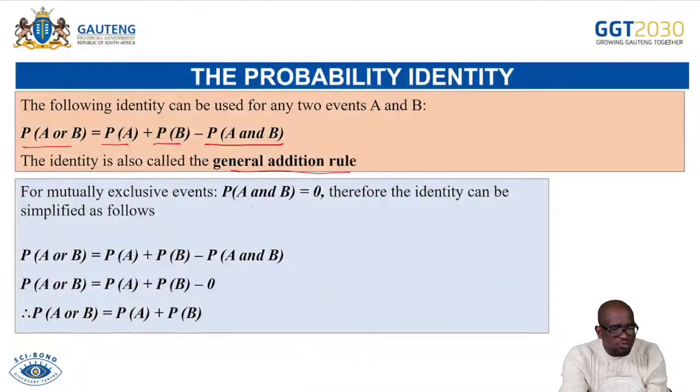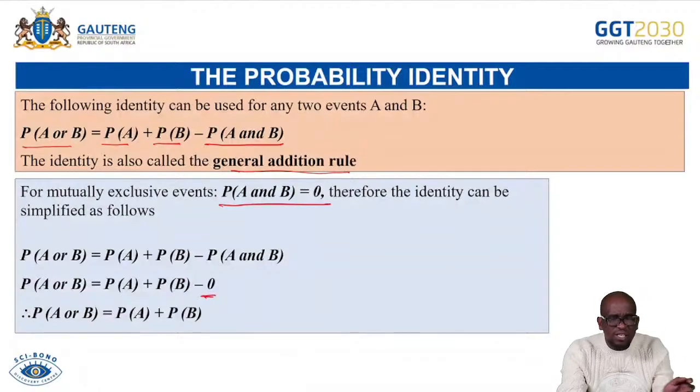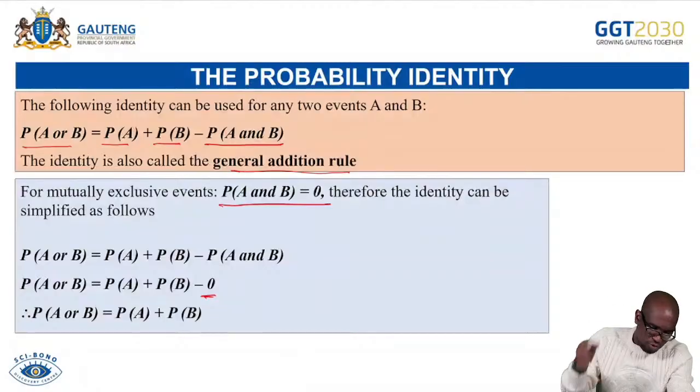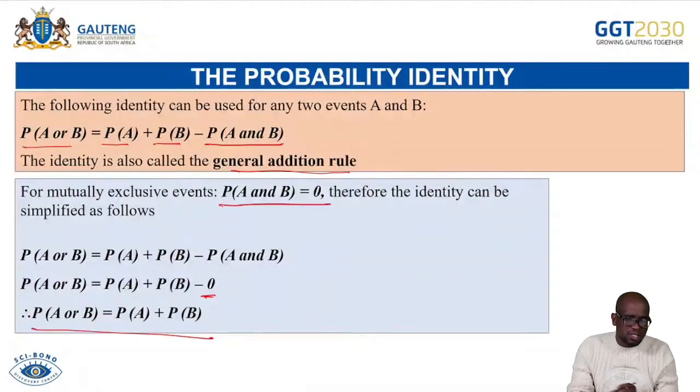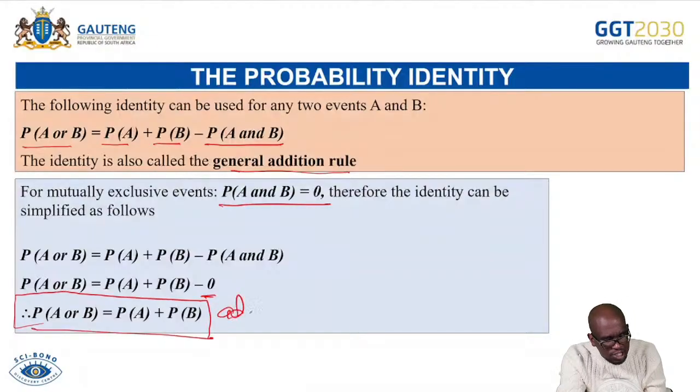But if events are mutually exclusive, then the probability of the intersection is equal to 0. Then we can now alter the general addition rule. We can make amendments to the general addition rule. Where we see the probability of A and B, we put 0 because we know that the events are mutually exclusive. So that we get the addition rule for mutually exclusive events.